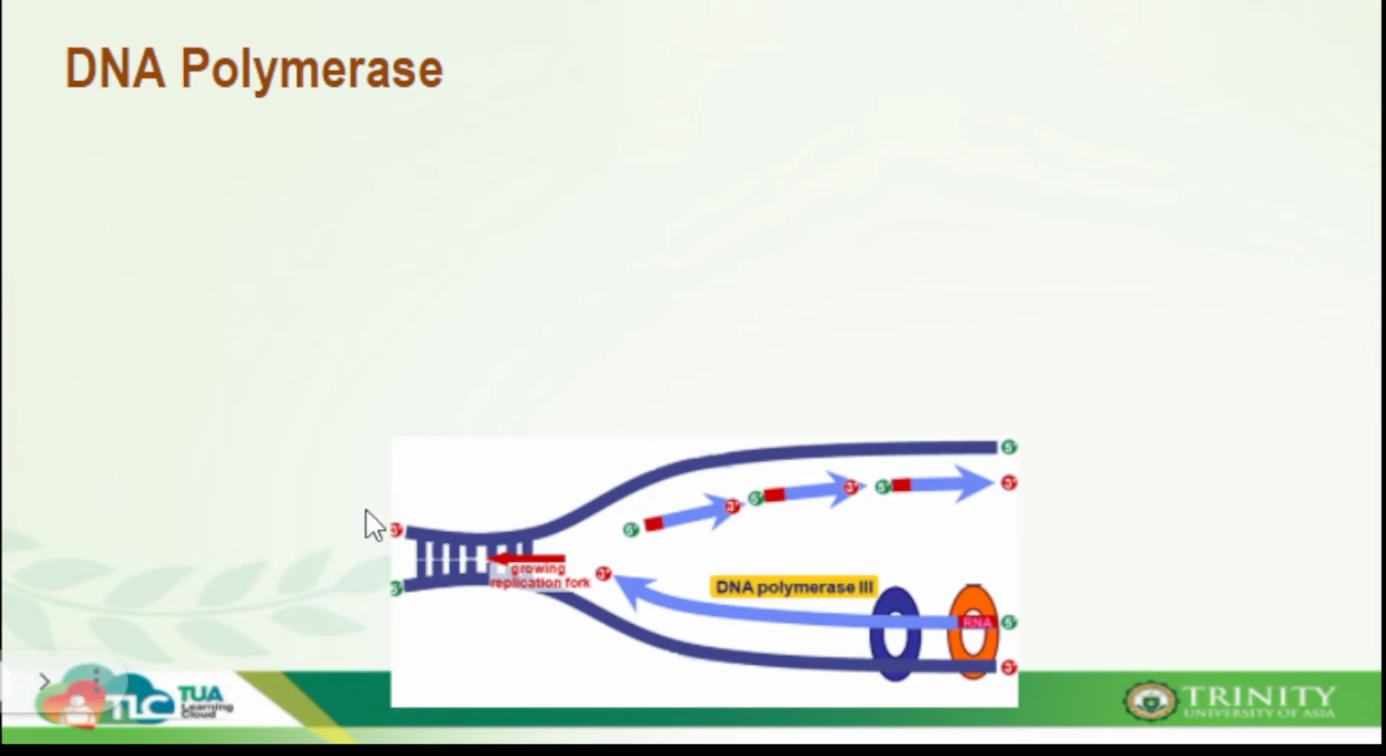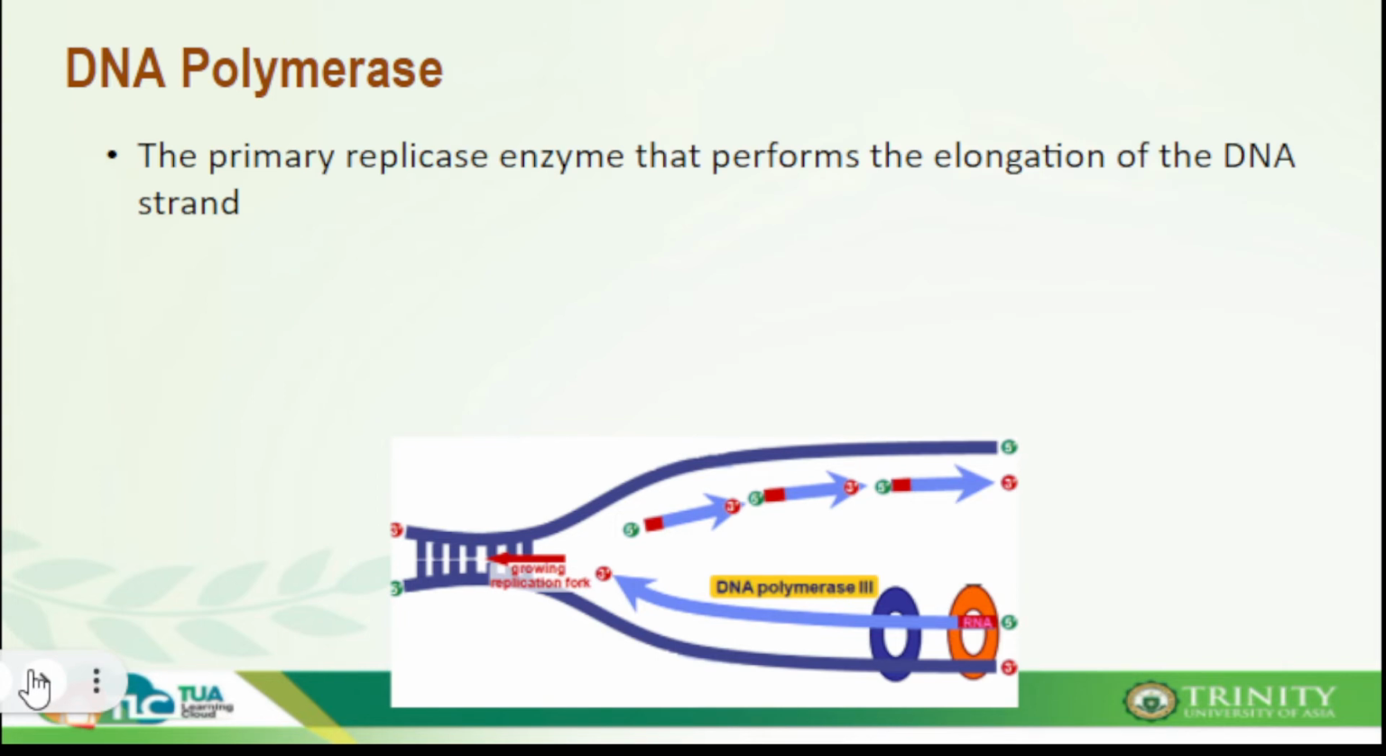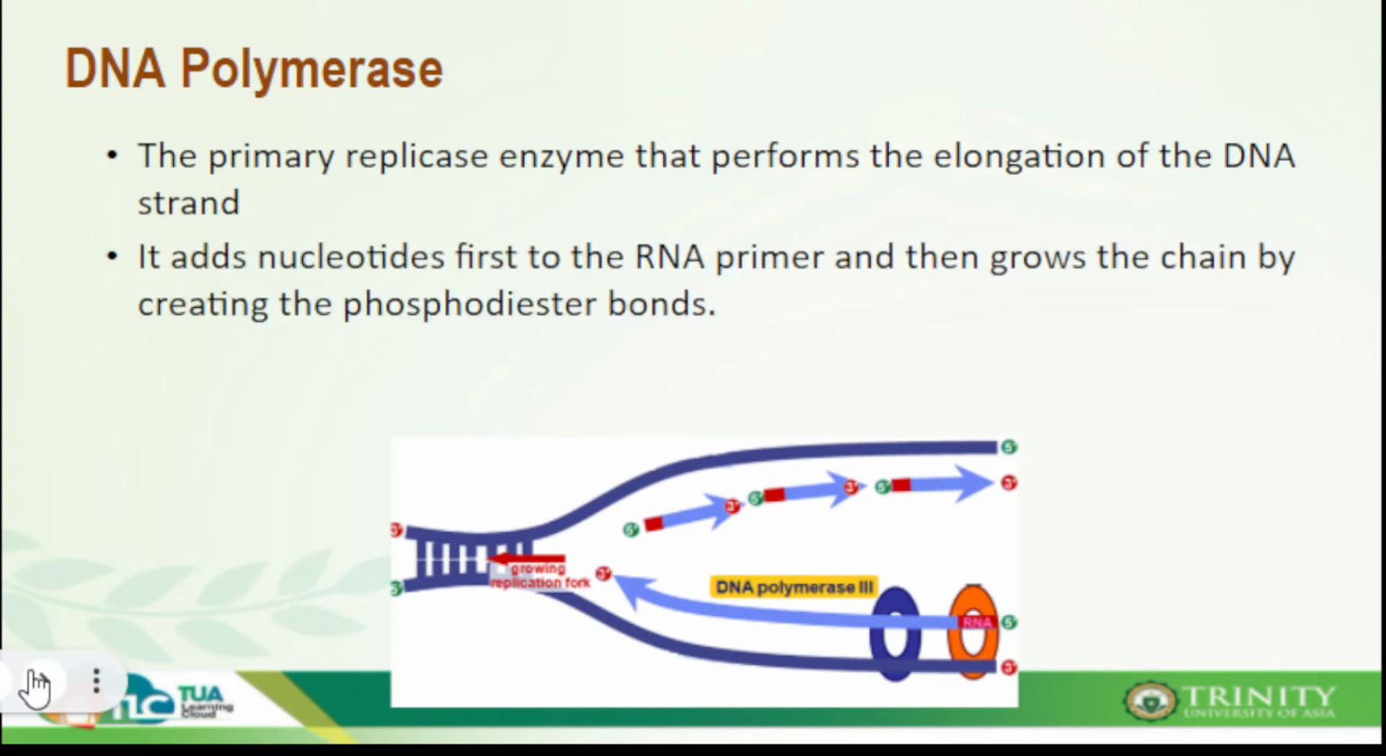So, again, here's your parent DNA. You were able to separate the two strands, no? You have the leading strand and the lagging strand. And then your DNA polymerase will be the one to add your nucleotide bases in the 5' to 3' direction. No? So, it performs the elongation of your DNA strand. Moreover, it adds nucleotides first doon sa ginawa ng primase natin na RNA primer, and then it grows the chain using phosphodiester bonds. Okay? Paano pinapahaba ang DNA? By putting them together via phosphodiester bonds.